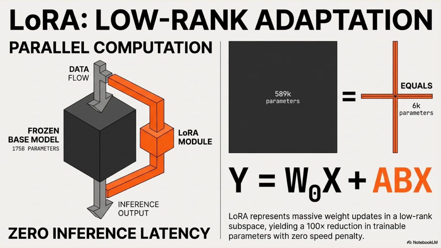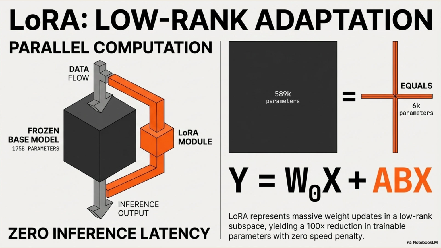This slide introduces what is arguably the most important algorithmic breakthrough in practical enterprise AI over the last 3 years: LoRA, low-rank adaptation. Look at the left-hand diagram first. Notice the key difference from adapters. The LoRA module doesn't sit in the sequential data path. Instead, it runs in parallel to the frozen base model. The data flows through the original model on one path and simultaneously through the compact LoRA module on a separate path. Their outputs are then summed. This is what enables zero inference latency, and it's the fundamental architectural breakthrough.